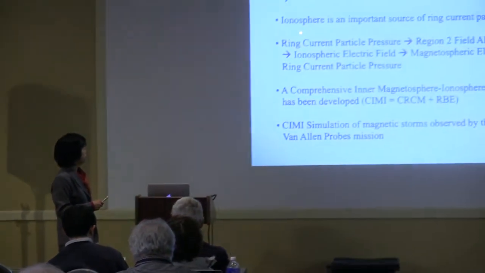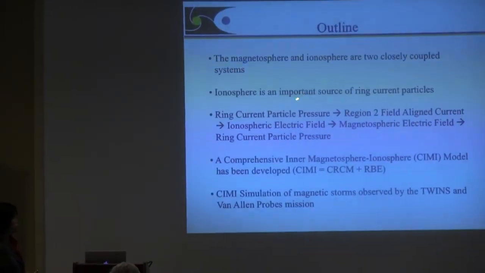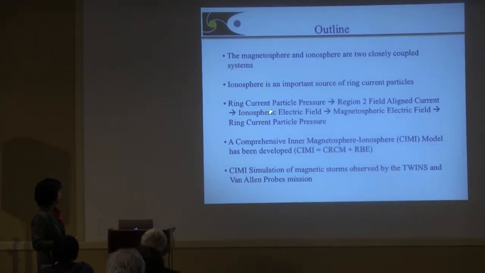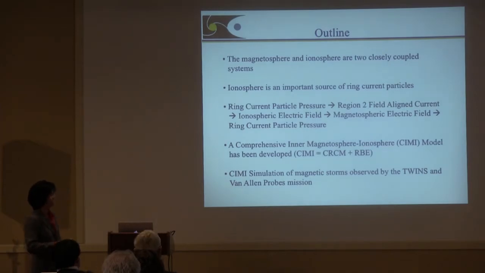Here is the outline of my talk. First I will talk about the source of the ring current, one of the important sources being the ionosphere. And then I will talk about the role of the ring current in M-I coupling. You have seen this many times this week, so I don't have to repeat that.